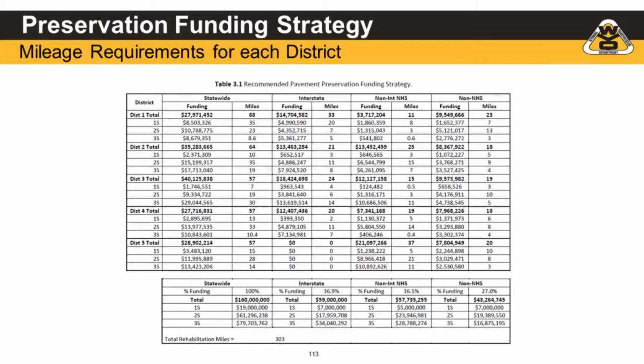We use about $160 million a year for pavement preservation, and it's broken out by each of the districts based on funding. We look at truck ADT, we look at other ADTs, and total mileage per district. That way we know we're sending the correct amount of dollars to each district every year.